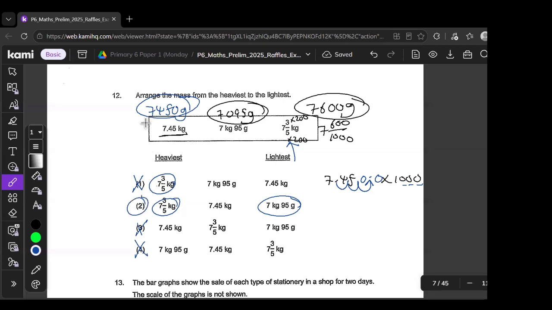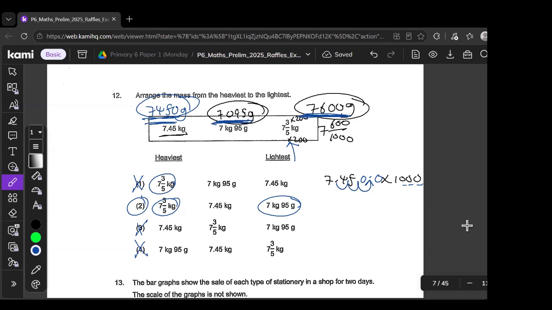So after you change into the same units, you can compare already. Compare to see which is the heaviest to the lightest. Are you clear? Jaden, understand? Okay, one more time. You have to make it the same unit first. Must know how to make it to the same unit. Then you can compare from the heaviest to lightest. Okay, answer number 2 for question 12.